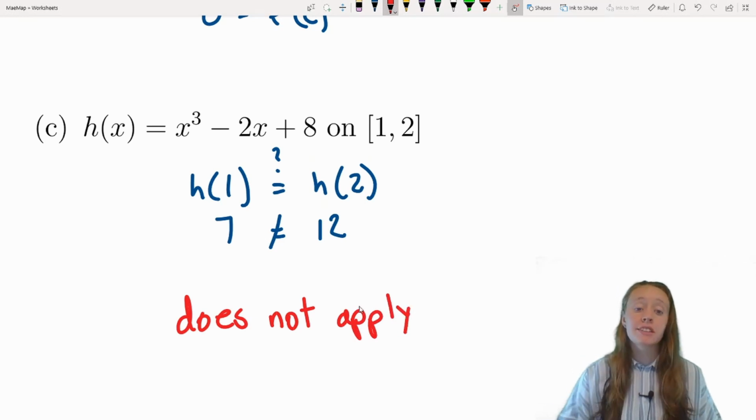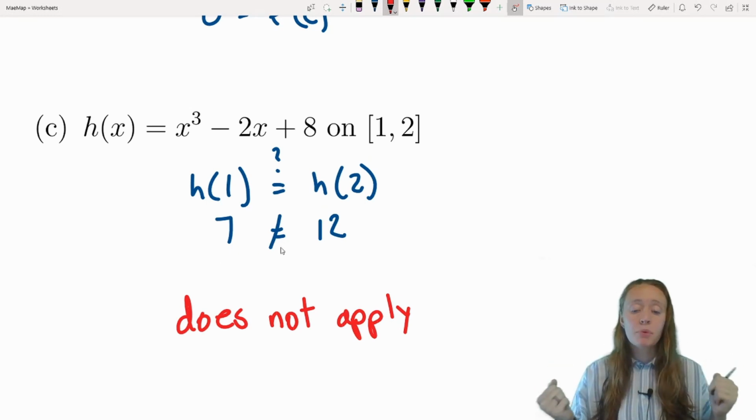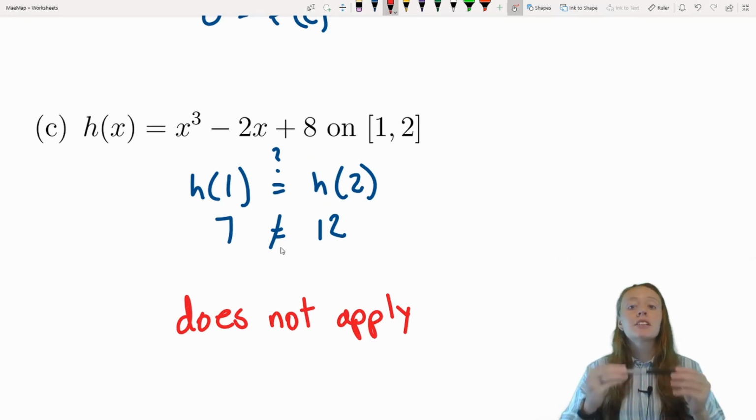However, if we were asked to use mean value theorem, we totally could, because remember, for mean value theorem, those function values of our endpoints don't have to be equivalent. But for Rolle's theorem, because our slope of our secant line is 0, that's a very specific value, and that only happens when f of b is equal to f of a. So Rolle's theorem in this case does not apply.